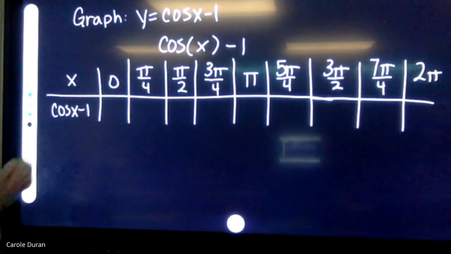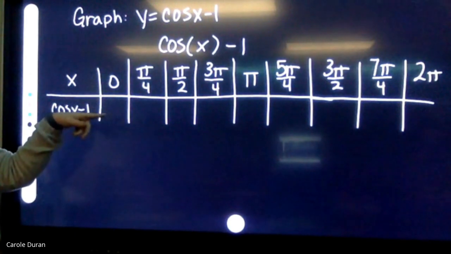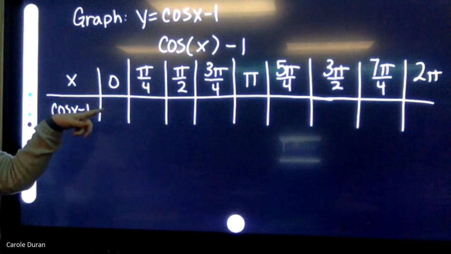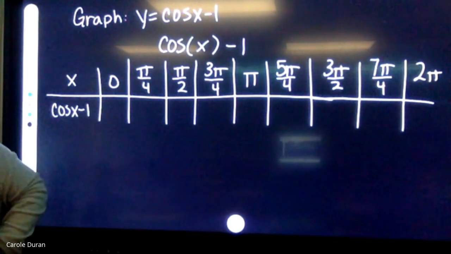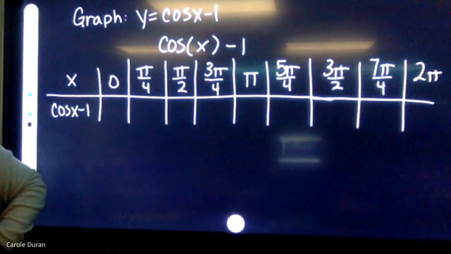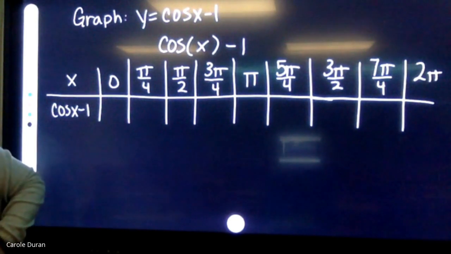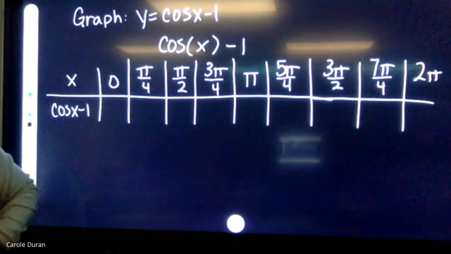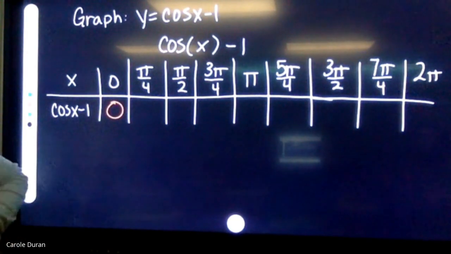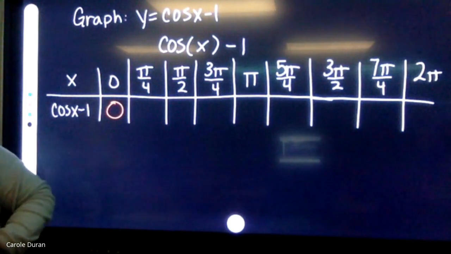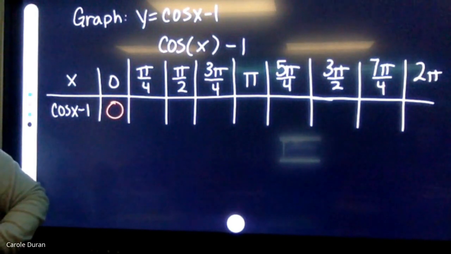So let's start by plugging in 0 for cosine. Do you get 0? You do. I just want to make sure you knew that, because cosine of 0 gives you 1, and then 1 minus 1 gives you 0. When you're right, defend your answers. What is cosine of pi over 4 minus 1 going to give you?